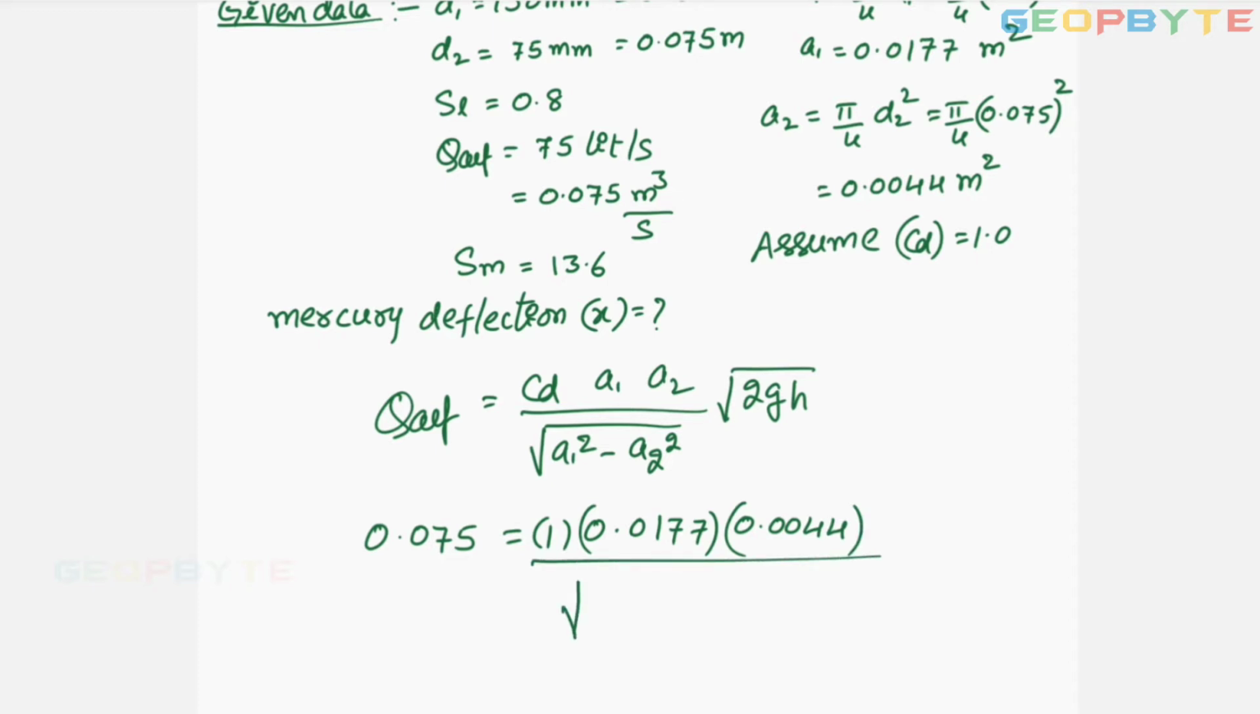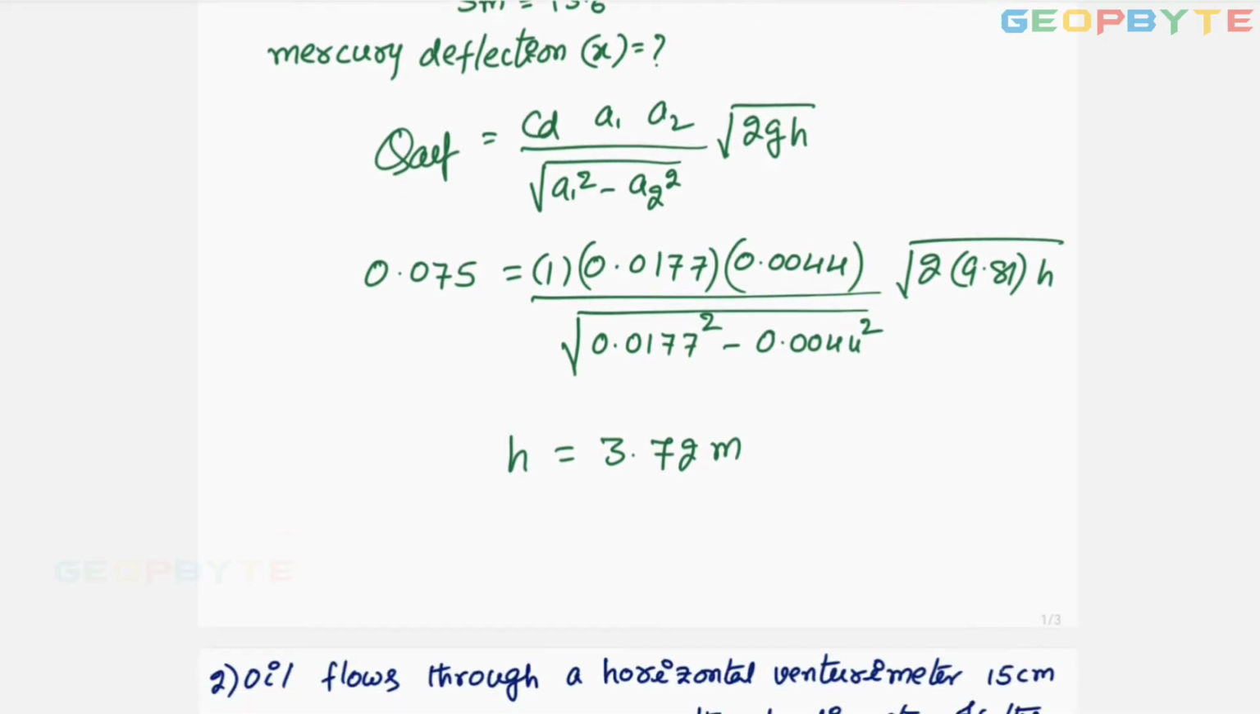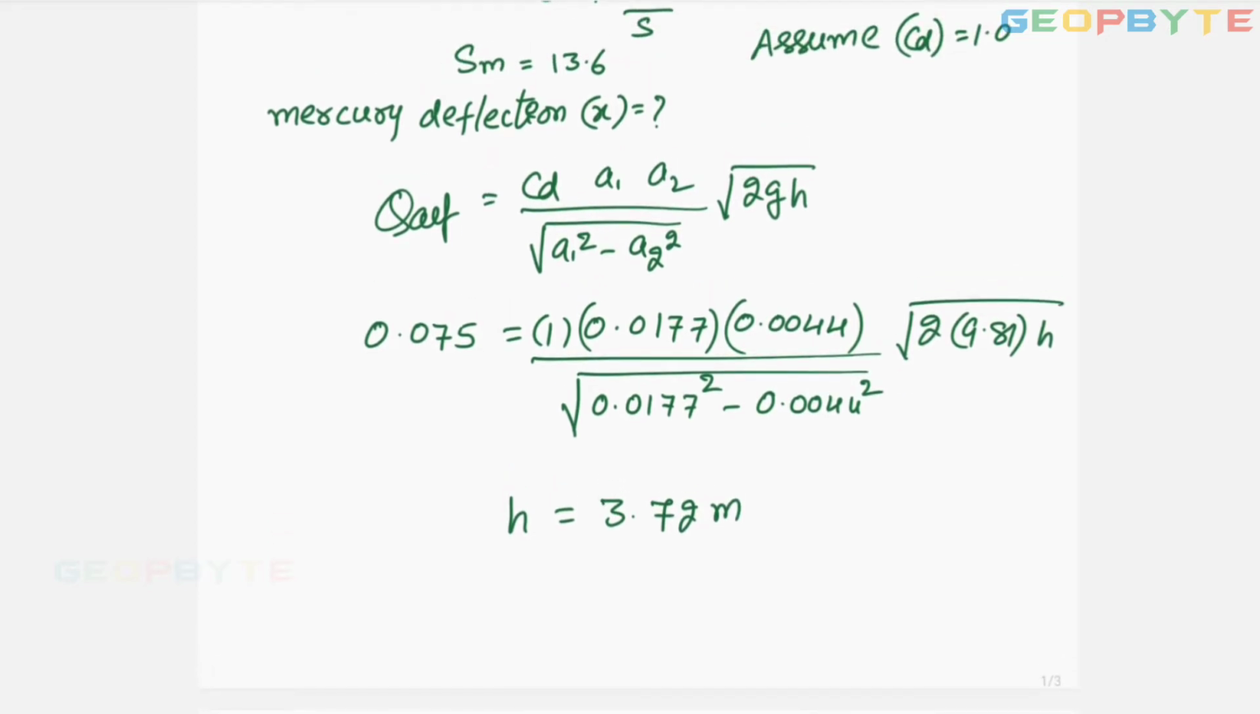Divided by root over 0.0177 whole square minus 0.0044 whole square, into root 2 into G 9.81 into H. From this, the unknown value is H. From this you get the value of H. I got H equal to 3.72 meters. From this H you can find the mercury deflection.